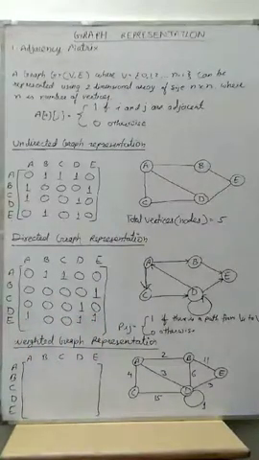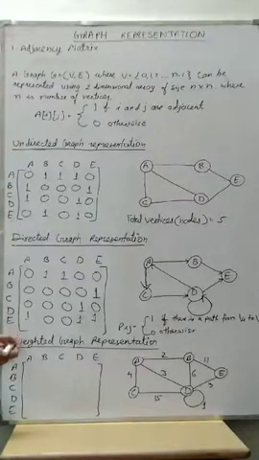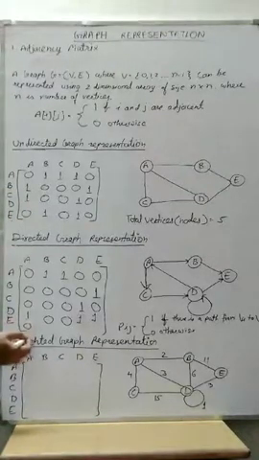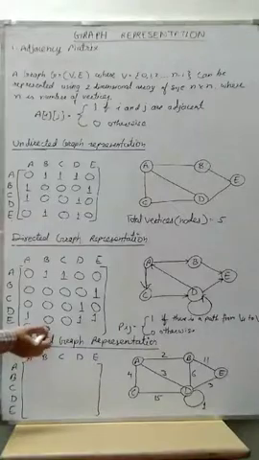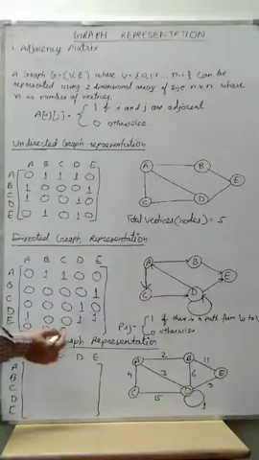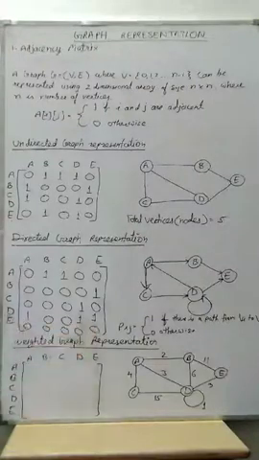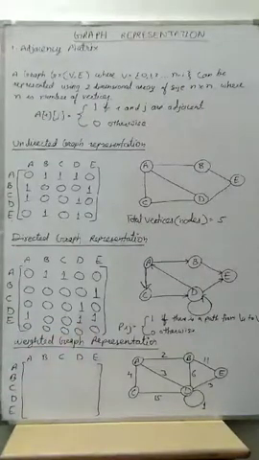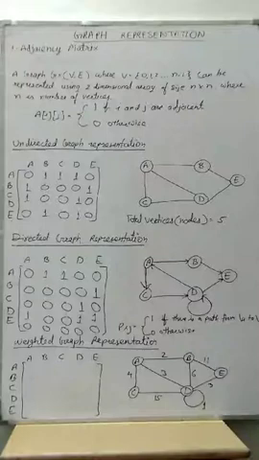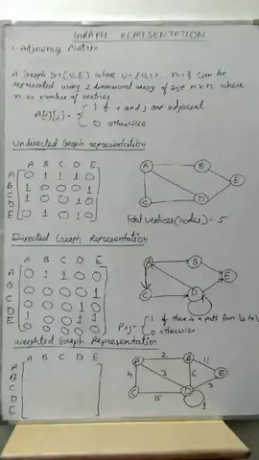Next, from E to A, is there a path? No. E to B, no. E to C, no. E to D, no path. And E to E, no path. So this is the directed graph representation of this graph. Next is the weighted graph representation.